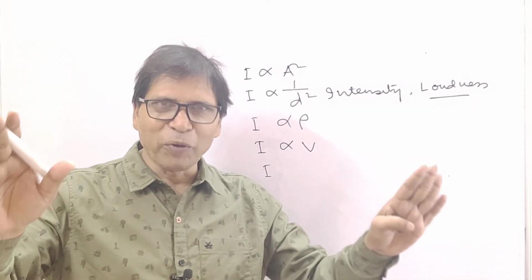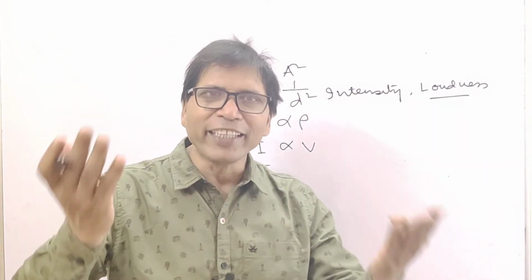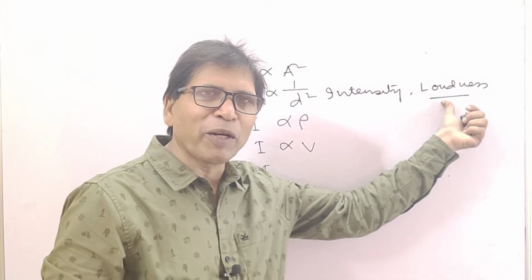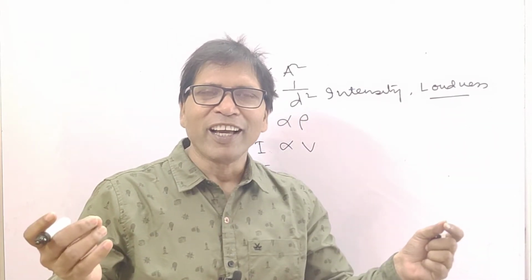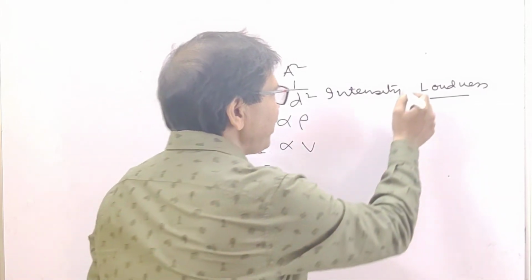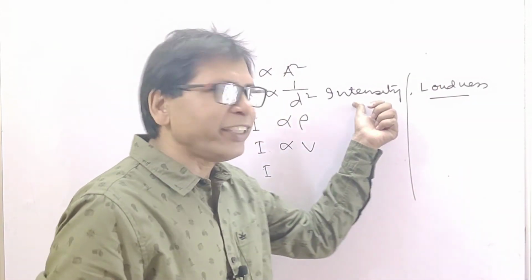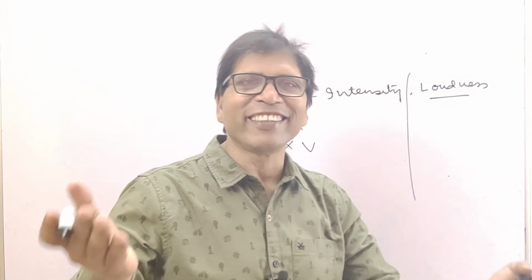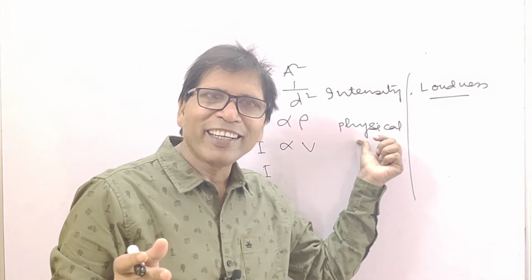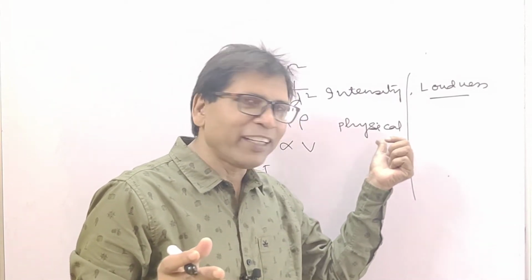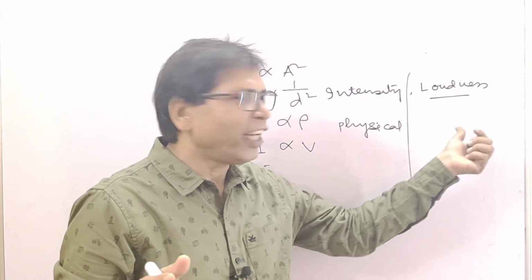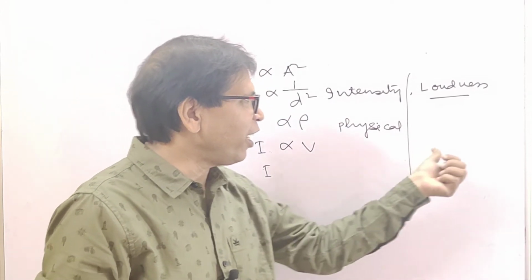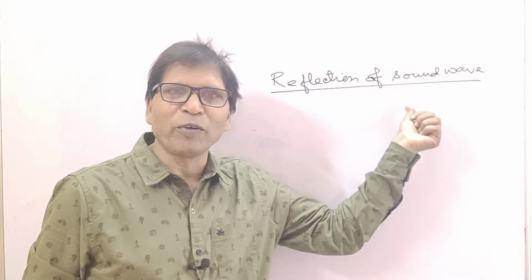Now loudness. Loudness is the auditory sensation produced by sound wave. It is not a measurable quantity. It is the perception. Now the difference between intensity and loudness. Intensity is the rate of energy flow per unit area. It is a physical quantity, and its unit is watt per meter square. Loudness is an auditory sensation. It has no such unit. Intensity is the cause of loudness. Loudness is the effect.